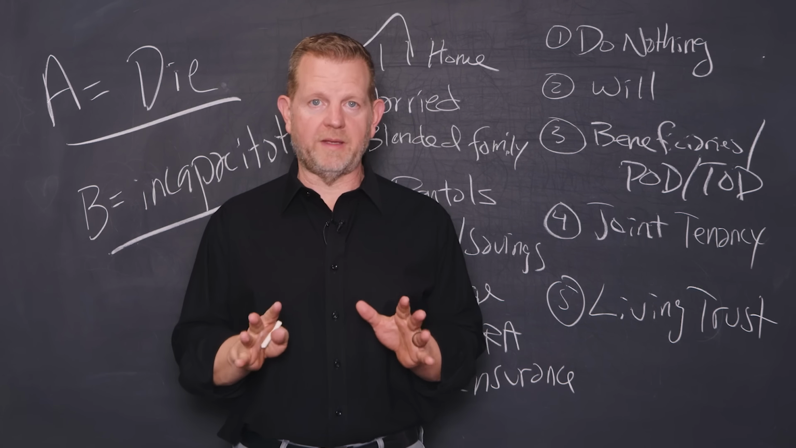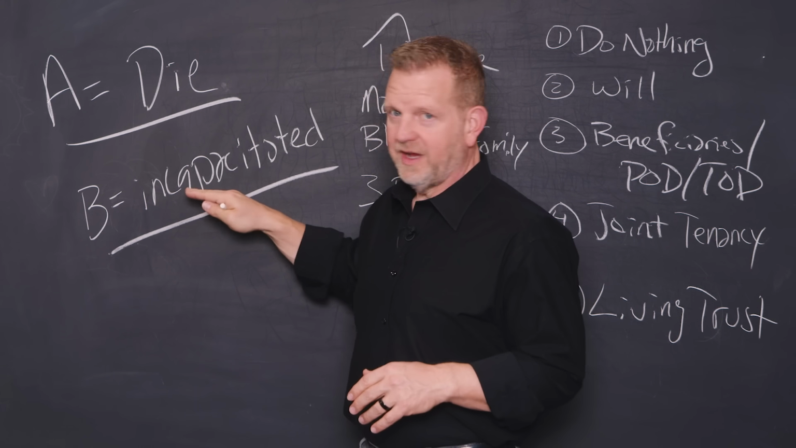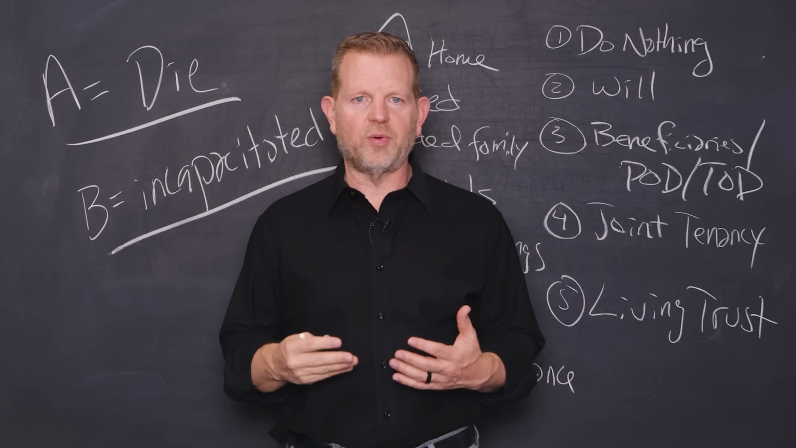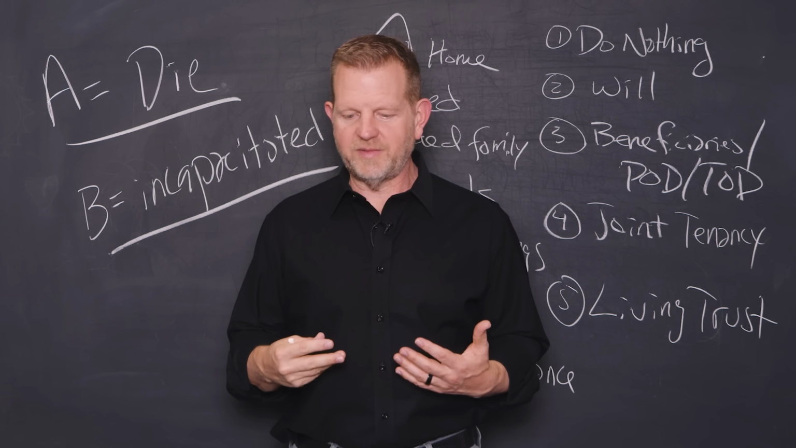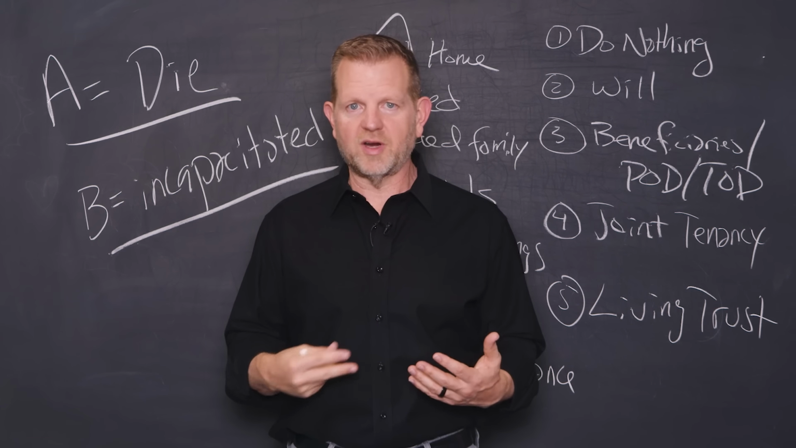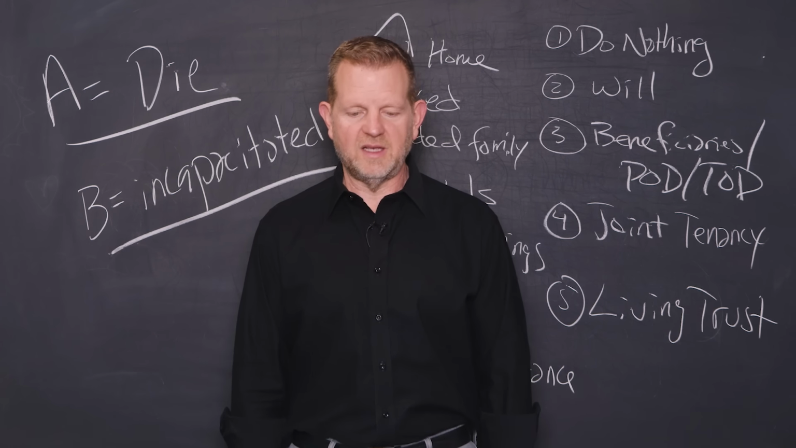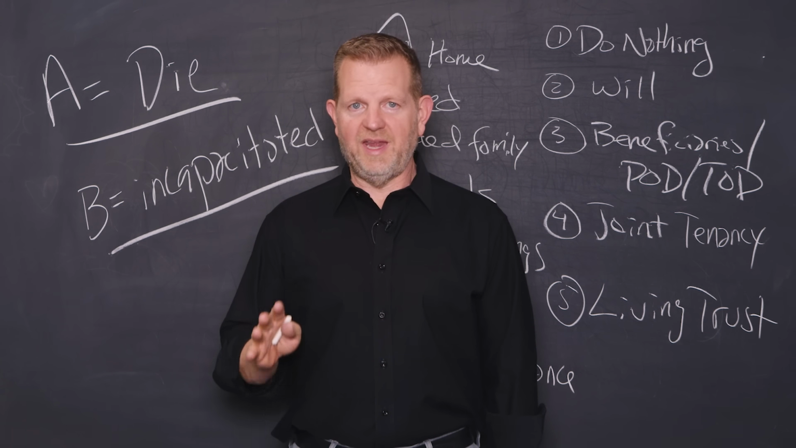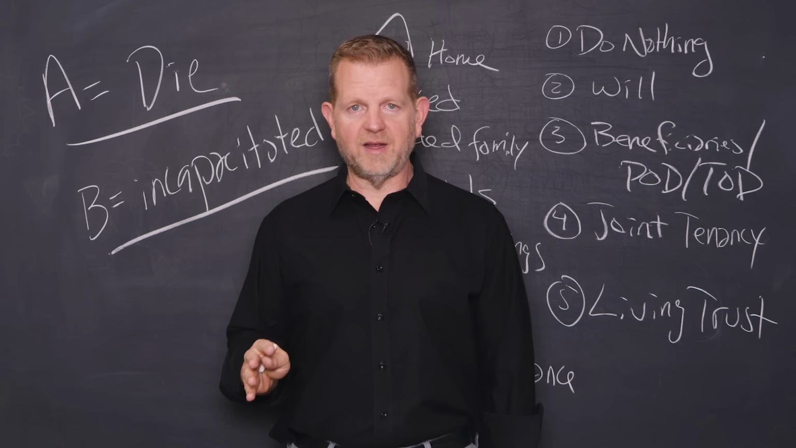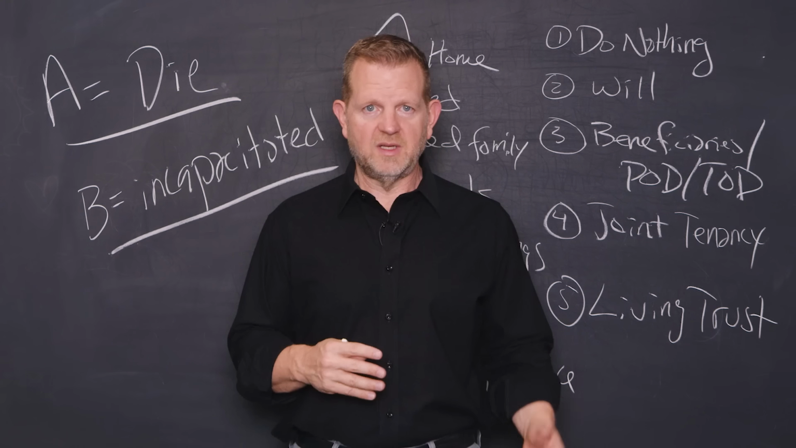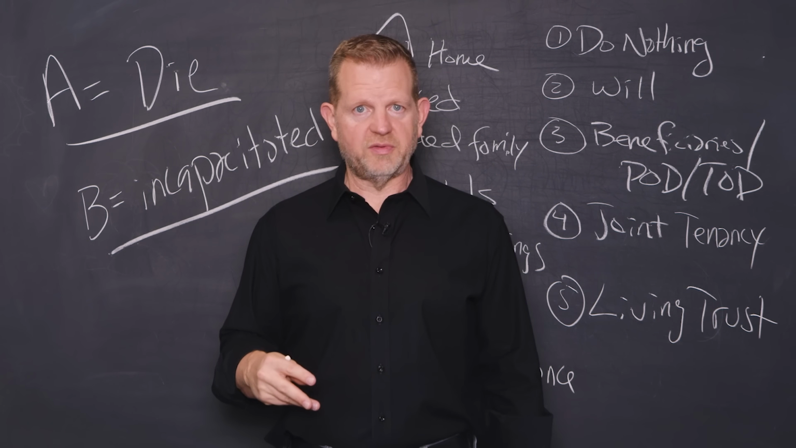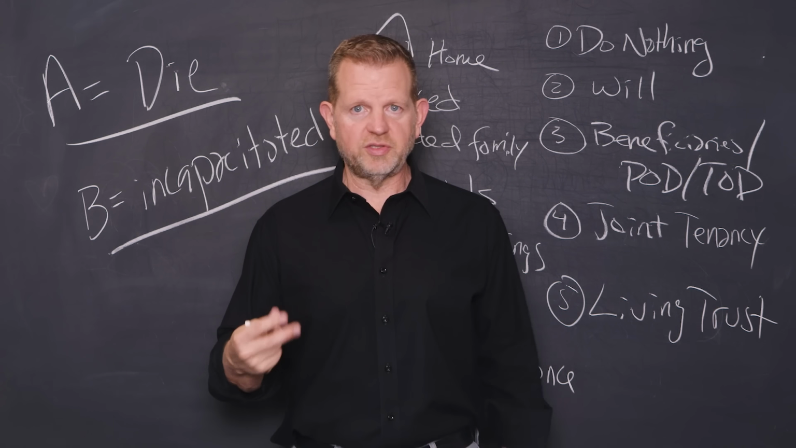Now let's go over event B. Incapacitated. And this is the killer. If nobody has legal authority to act, families oftentimes end up in what's called a conservatorship or a guardianship process to manage finances. And that's not just expensive, it is slow and invasive. If you think probate's bad, conservatorships are even worse.